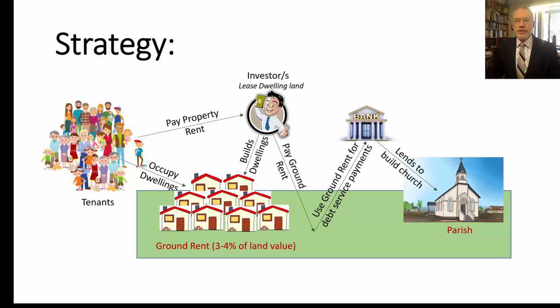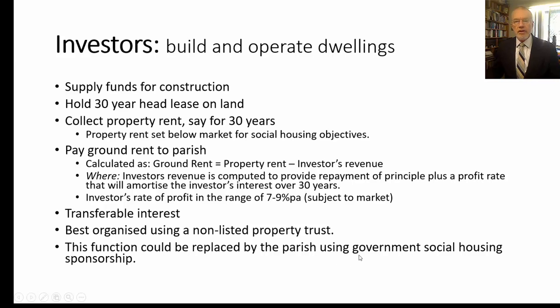It involves a couple of leases. Let's go through the various players now briefly. First of all, the investors build and operate the dwellings. They supply the funds for construction. They hold a 30-year head lease on the land, which means that then they're able to sublease individual parts of that land, the dwellings, to individual tenants. They collect the full property rent, and I'm recommending for a period of 30 years. The property rent is set below market for social housing objectives.